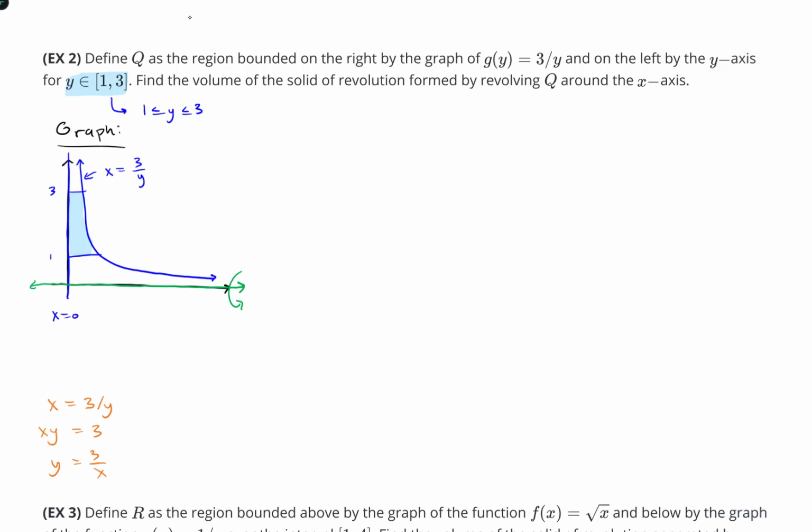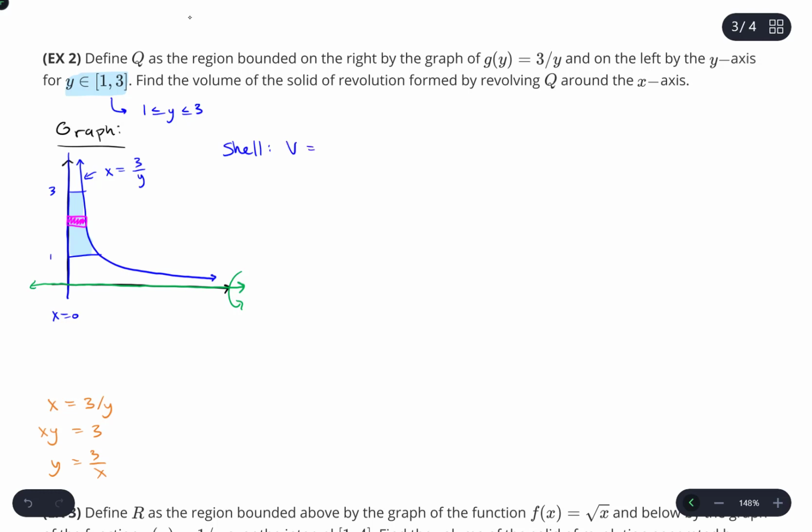So I need to choose first if it's better to use a vertical or a horizontal rectangle. So let's see. A vertical rectangle would actually require me to split this into two different regions. I would have one region that would be a washer method based off of this rectangle here, and then another based off of the curve here. So I think a horizontal rectangle is going to be a better choice. That's going to be parallel to the axis of rotation, which means I would be using the shell method.